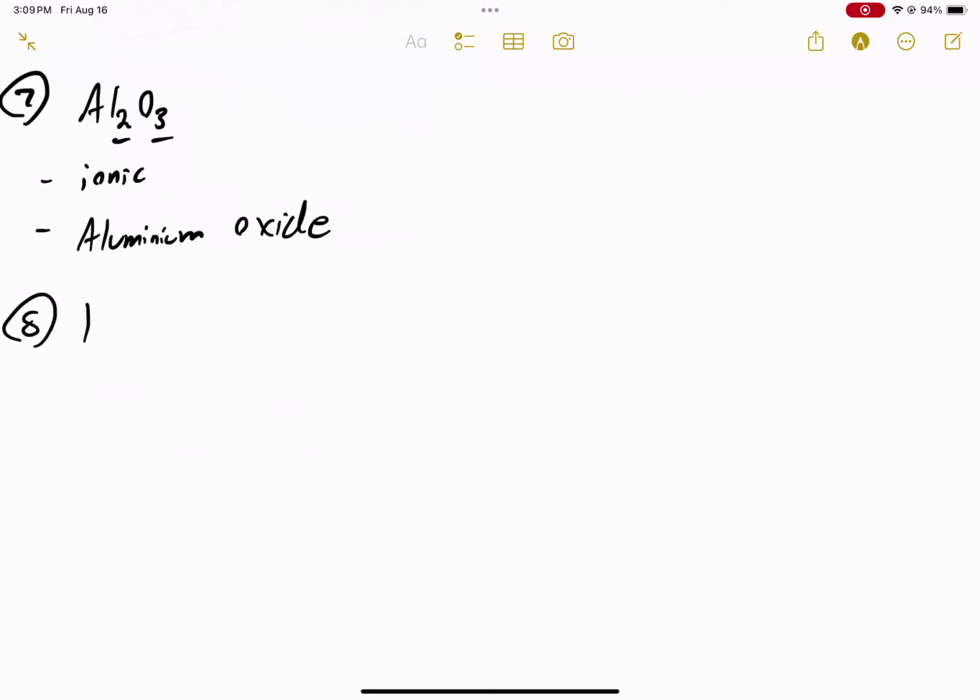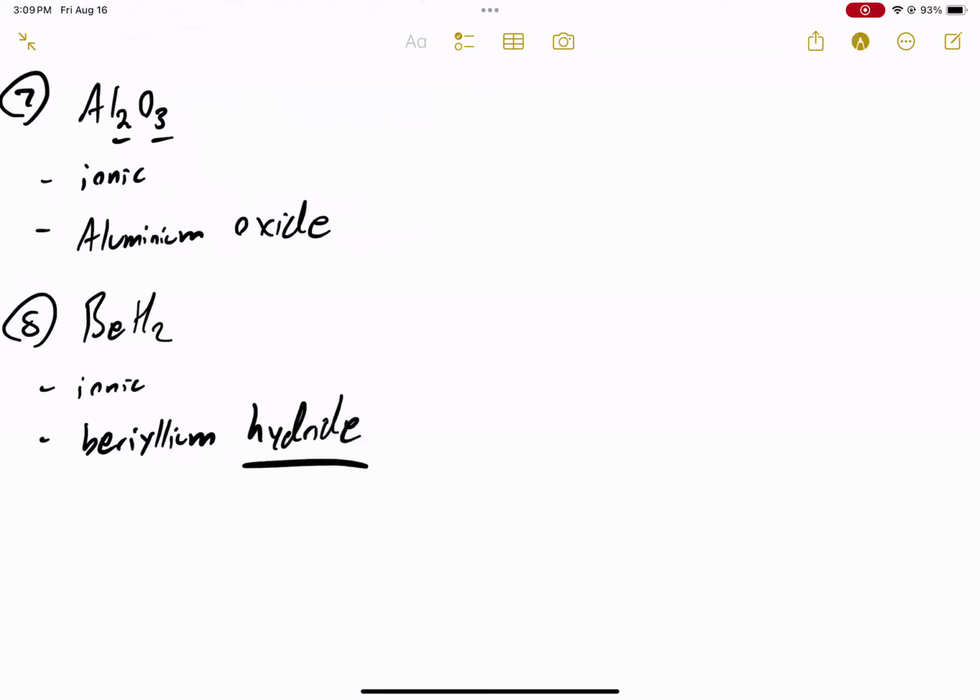Next one, BeH2. This is ionic again because beryllium, Be, is a metal, hydrogen is not. So then we start naming beryllium. Oh, that's probably not how you spell it. You get the point. Hydride. Hydride is the anion for the H.